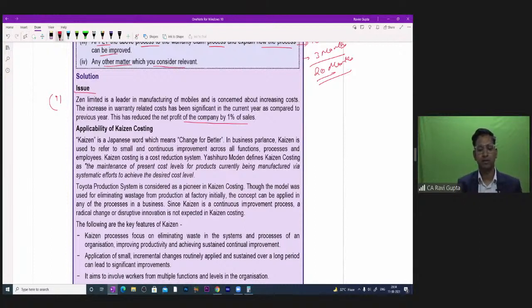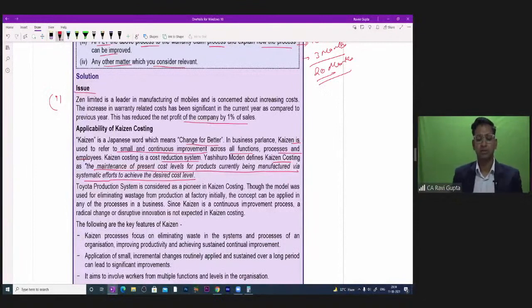Kaizen is a Japanese word which means change for better. In business parlance, Kaizen is used to refer to small and continuous improvement across all the functions, processes, and employees. Kaizen costing is the cost reduction system, and Yoshihiro Monden defines Kaizen costing as the maintenance of the present cost level of the product currently being manufactured via systematic efforts to achieve the desired cost level.